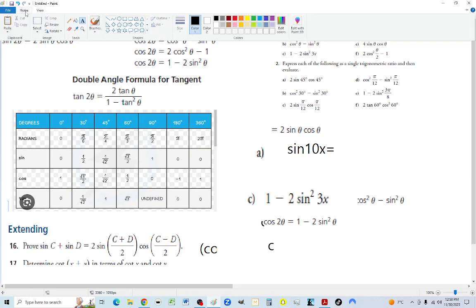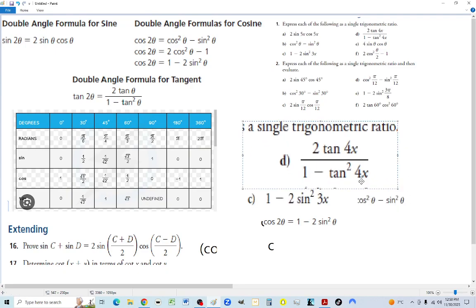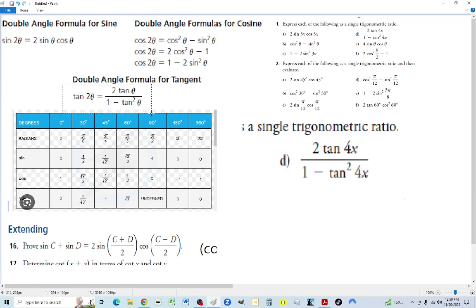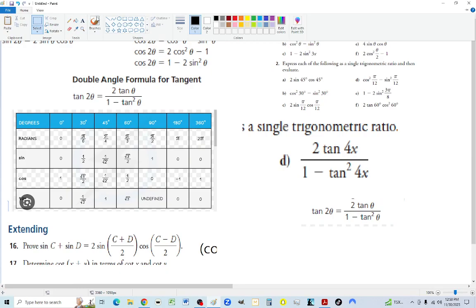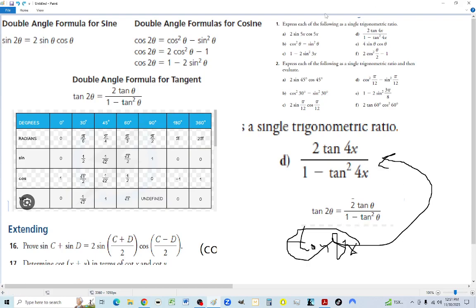And then if we look at this, it's very similar to the tangent one, right? This is very similar to this one. But we notice the angle over here is 4x instead of theta, which means that we're talking about tan 8x, which is 2 times 4x. So tan 8x is going to be equal to this because it's the same as that.